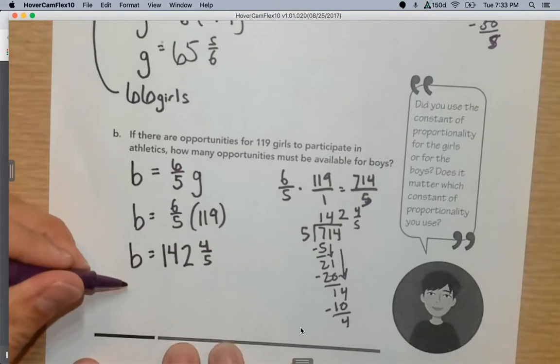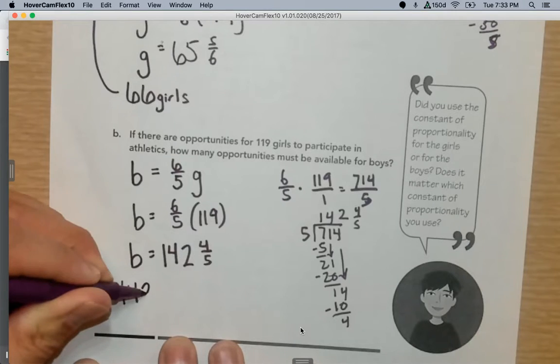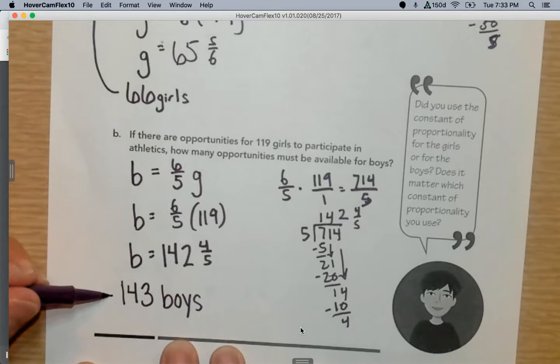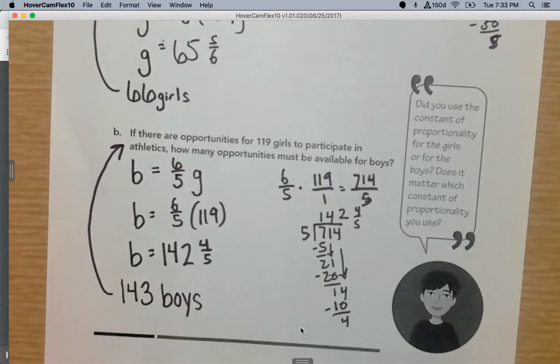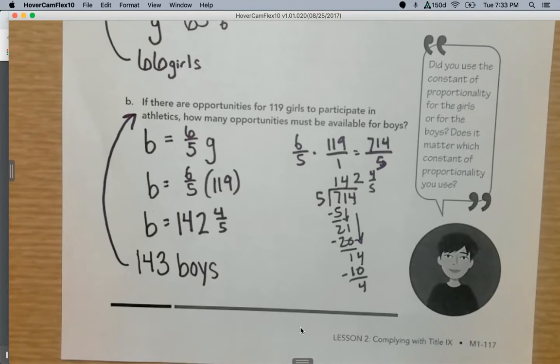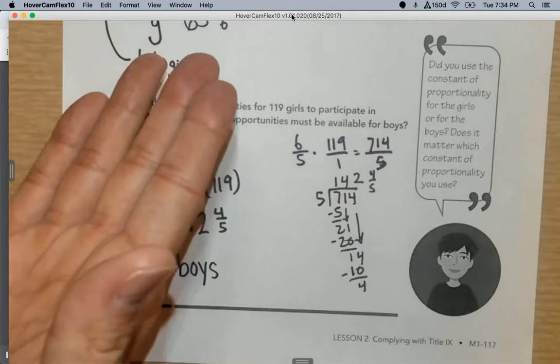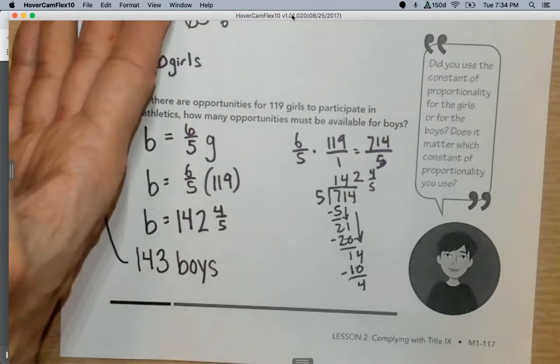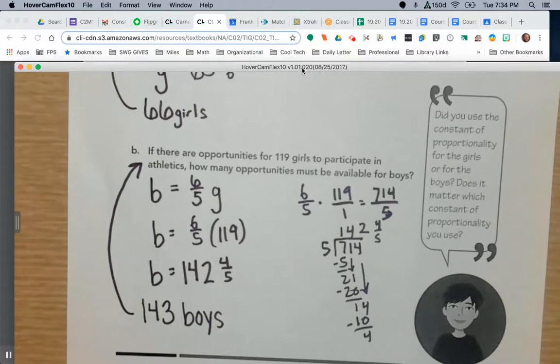So I would want to make sure that we round it to what makes sense, and it'd be 143 boys to make it so that there were a proportional amount of opportunities for the boys compared to the girls at this particular school. Okay. And so these are the equations I came up with on the previous page. Sometimes my constant of proportionality is a whole number. Sometimes it's a fraction, but it's basically telling me in this case how to figure out how many boys I would need to give opportunities to, or how many girls I would need to give athletic opportunities to, according to Act 9.